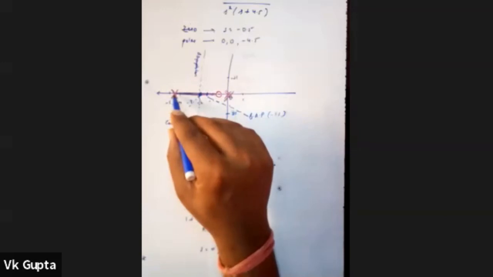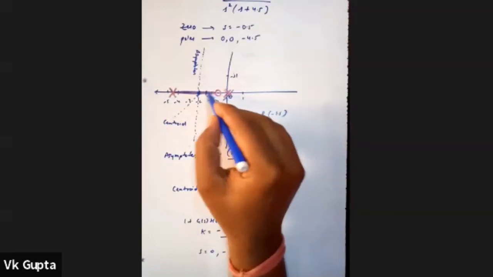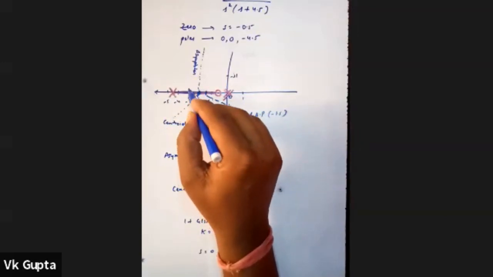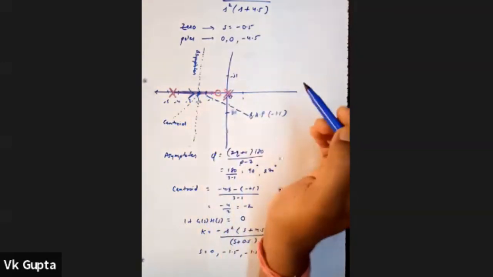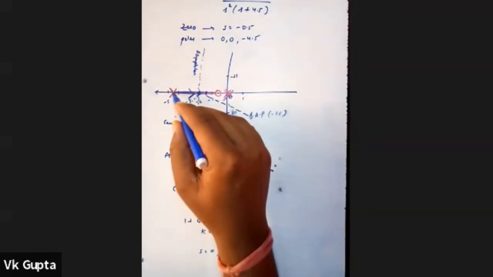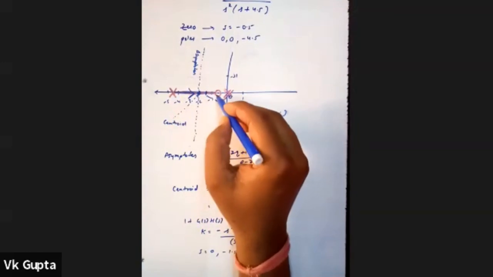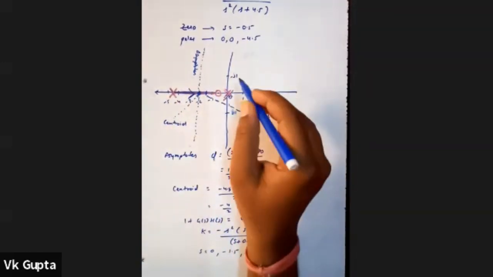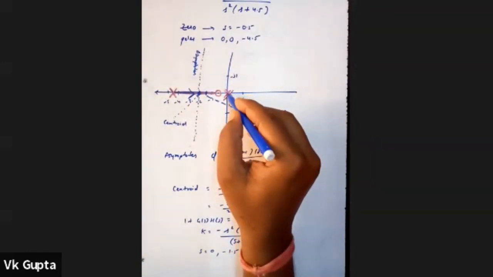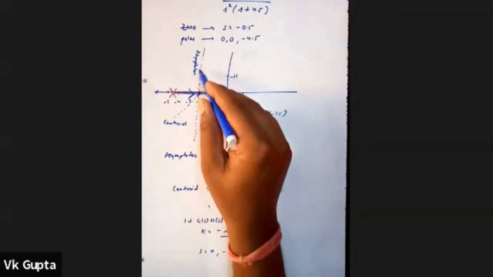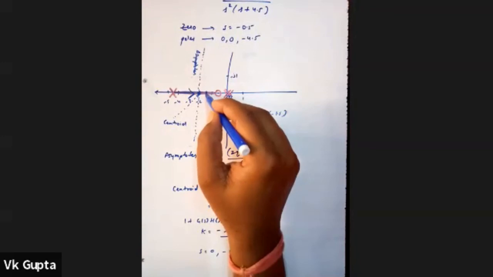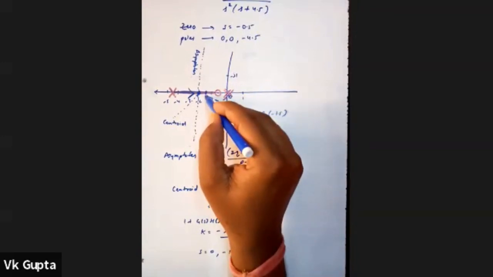A branch will start from this pole and it will terminate at the zero. So I can put this as one branch starting from the pole to the zero. This completes one branch. Now, there are 2 poles here and they have to go to infinity using this asymptote, and the breakaway point is minus 1.5.